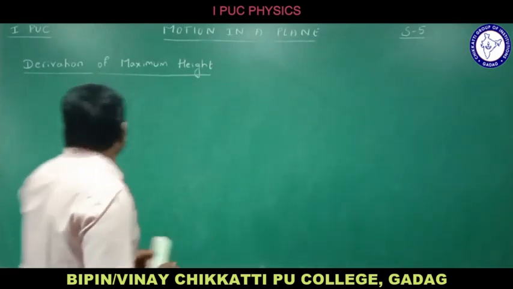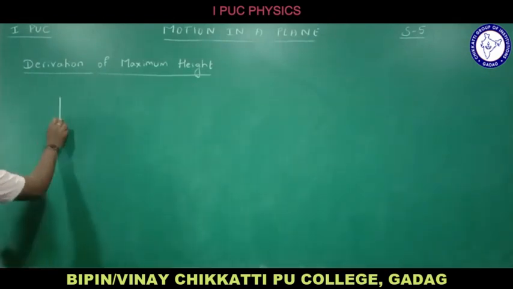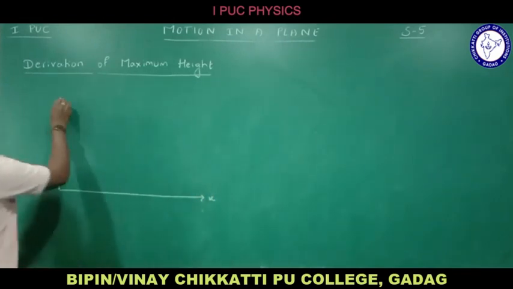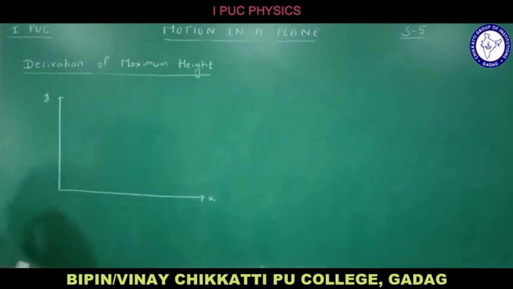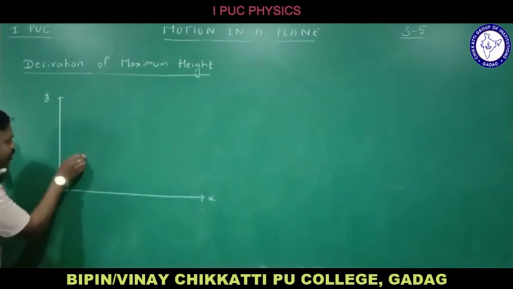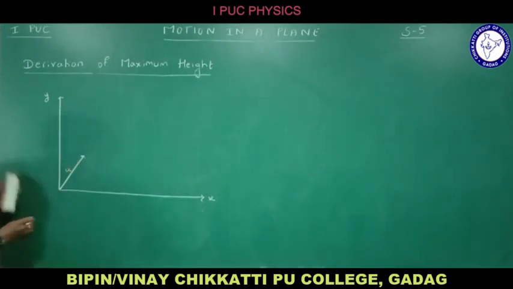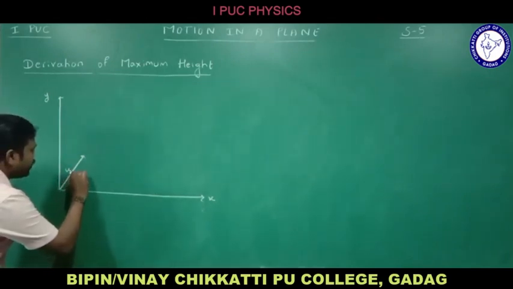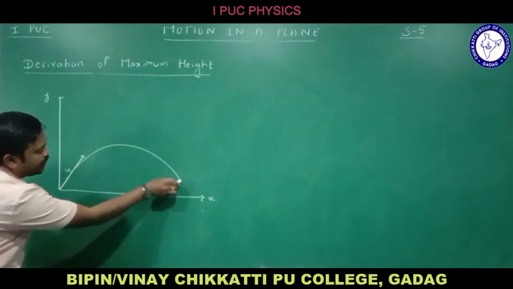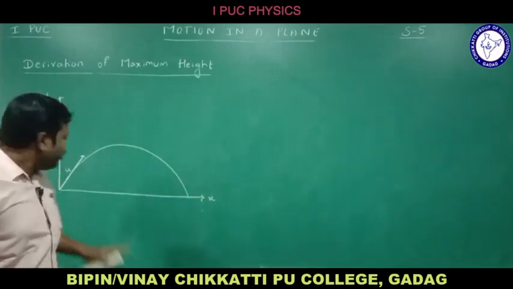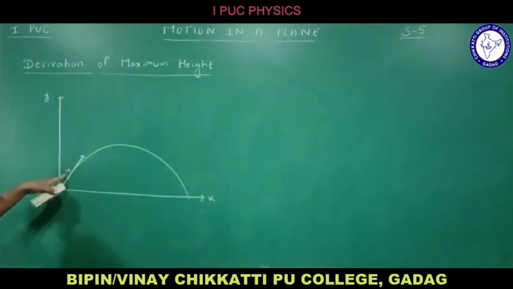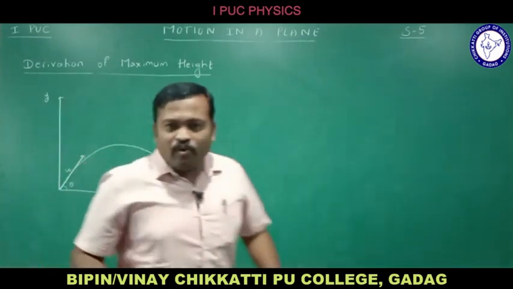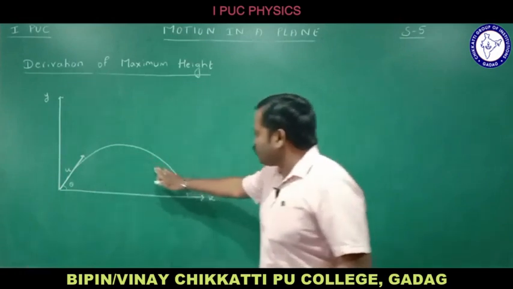Now let us see how we derive it. Since it is motion in 2 dimensions, let me take the x-axis and the y-axis. We throw a body in this direction with the initial velocity u, so we will get a parabolic projectile motion like this. What is the initial velocity here? U. And what is the angle of projection? That is theta. This kind of motion is called projectile motion.